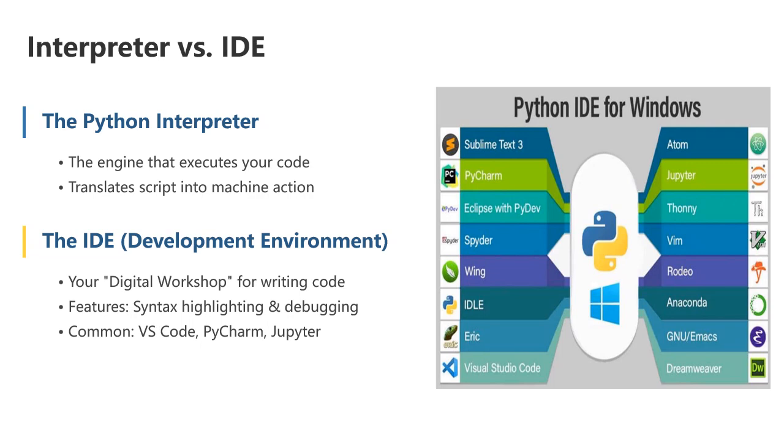Now, the IDE, or Integrated Development Environment, is what I like to call your digital workshop. It's the interface you use to write, edit, and organize your code comfortably. Modern IDEs provide incredible benefits like syntax highlighting, which uses colors to identify different parts of your code, as well as auto-completion and powerful debugging tools to help you find and fix mistakes. You can see some familiar names here like VS Code, PyCharm, and Jupyter, while the interpreter does the hard work of running the code. These tools make the writing process much smoother.